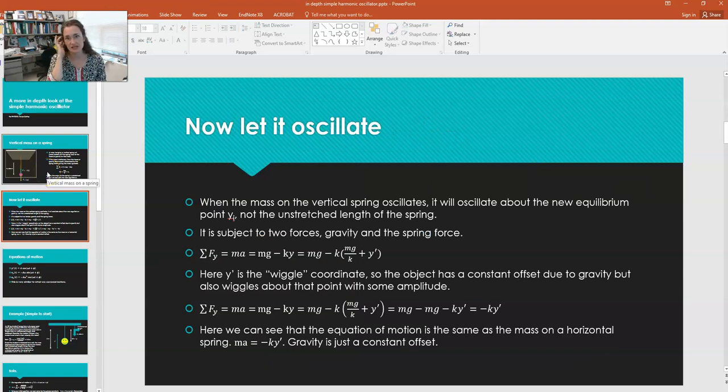Okay, so that's a stationary mass on a spring, but that's not very interesting, right? Of course, the whole point of a spring is oscillation. So now let's let that mass on the spring oscillate. When the mass on the vertical spring oscillates, it's going to oscillate about that new equilibrium point yi. It will not oscillate about the unstretched length of the spring. And if you don't believe me, you should just go do this experiment for yourself.